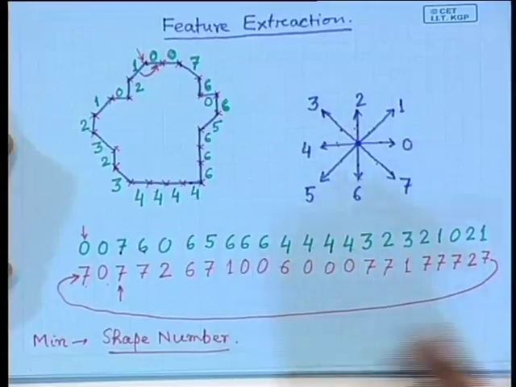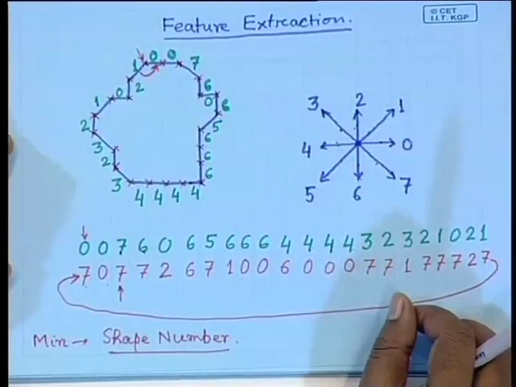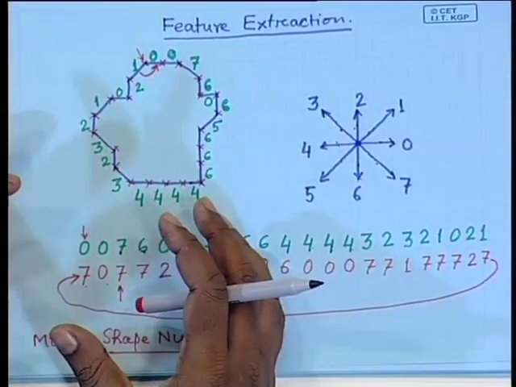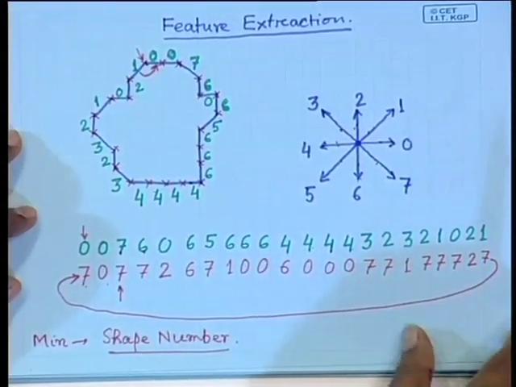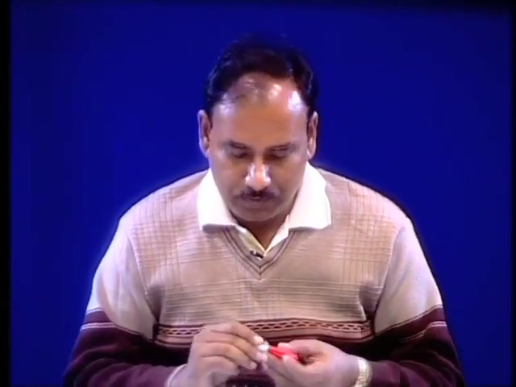Now, whether we can make it independent of scaling as well, that means if the size of the boundary changes, if it becomes more or less, whether this uniqueness of the chain code can still be retained. Let us see how we can make this chain code scale independent. Let us assume that we have a set of boundary points something like this. Initially, the distance between two consecutive boundary points is just 1 pixel. They are at a distance of 1 pixel apart.